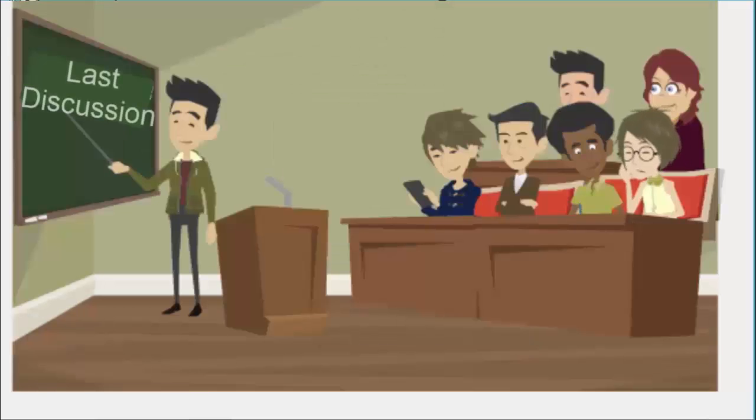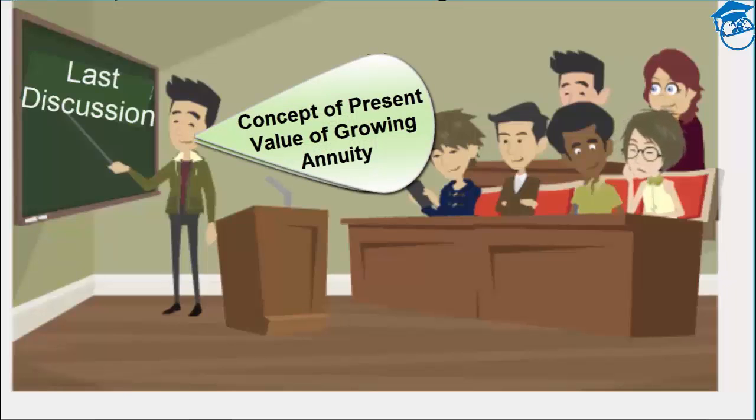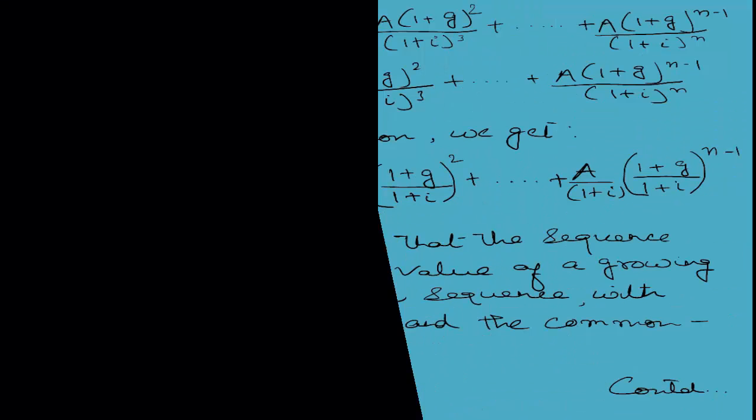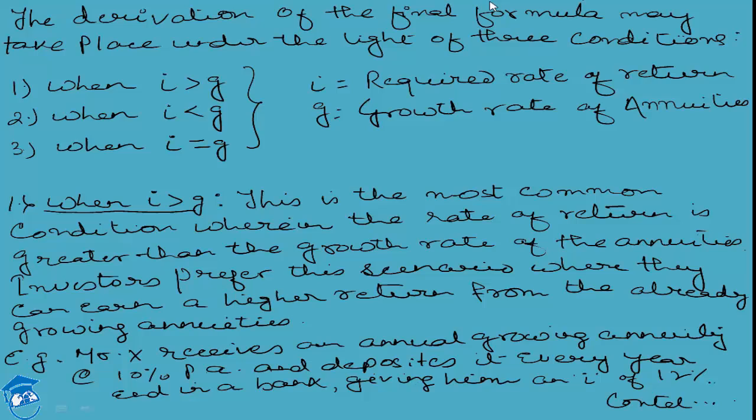During the last discussion, we were trying to understand the application of the concept of present value in the case of growing annuities. So let's proceed, students. The derivation of the final formula may take place under the light of three conditions. Once again, the derivation rests heavily upon the interaction between these two variables, that is I and G.